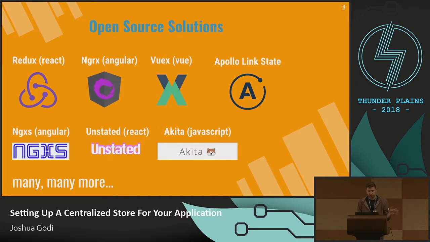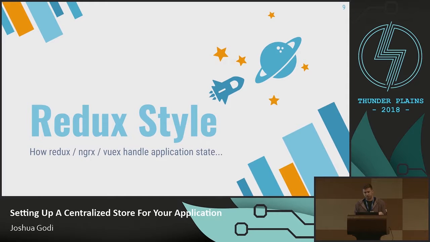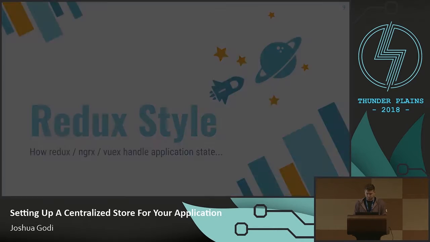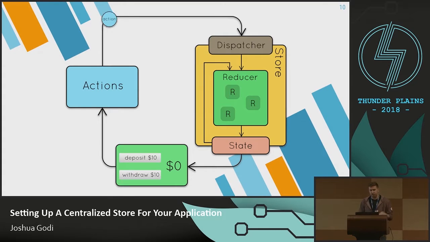So let's take a quick dive into what Redux looks like. We're going to look at Redux, NGRX, and Vuex. They all have basically the same paradigms and data flow. So here's a little GIF animation of what a Redux-style data flow looks like. The bottom left is our UI, right? We're clicking the button to deposit or withdraw. When we click the button, our UI is going to fire actions into our store. These actions will have a type and some data associated with them. And those actions are going to go into the store.